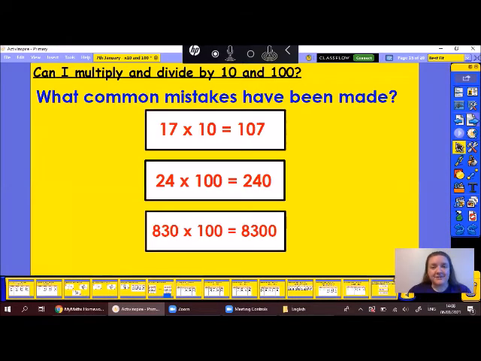Have a look at these calculations here. None of them are correct, but they've made very common mistakes that can help to teach us what we need to do. Pause the video and see if you can work out where they went wrong.